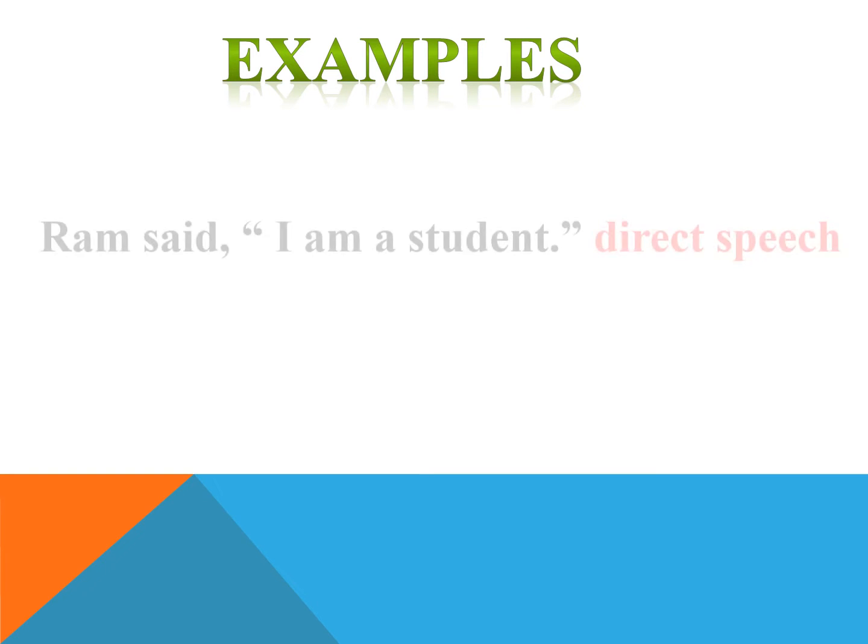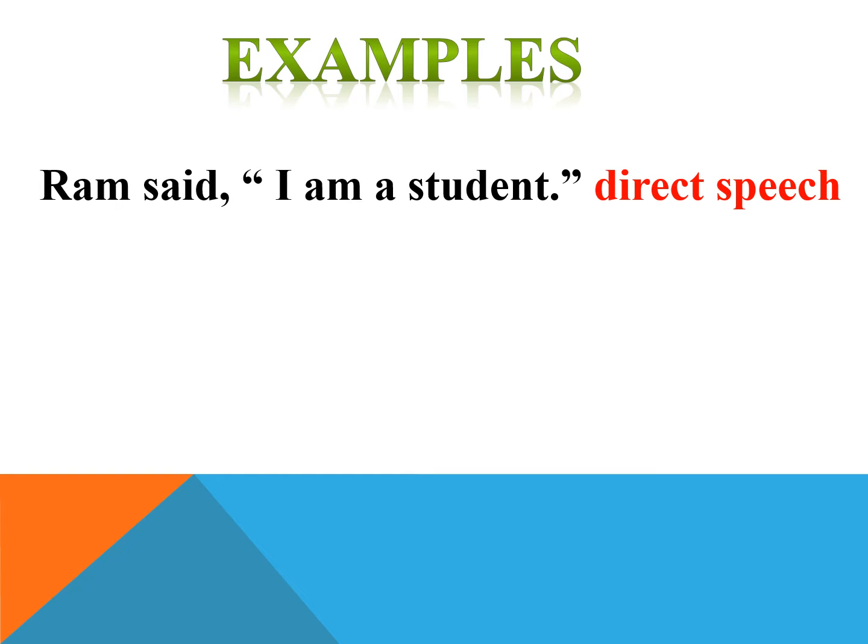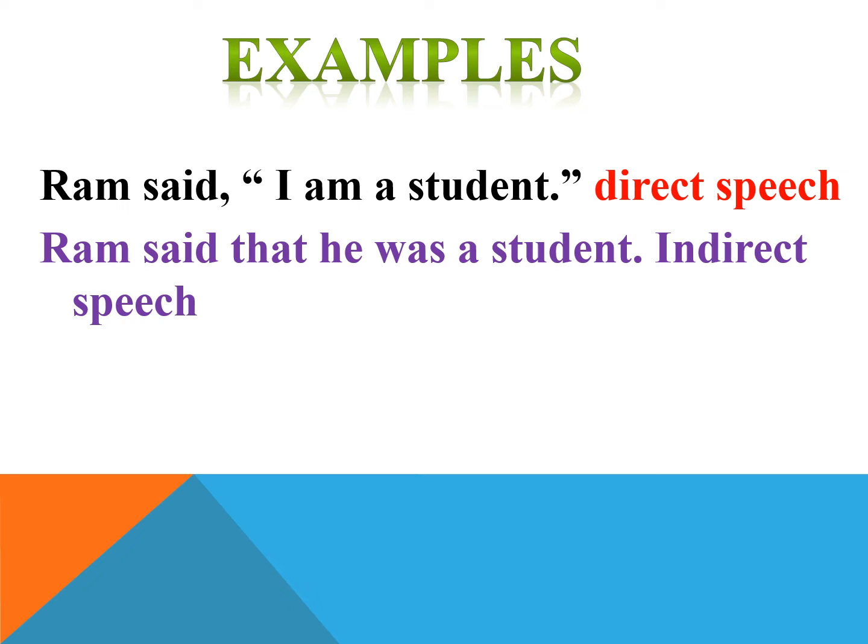Then another example of an assertive sentence. Ram said, "I'm a student." This is direct speech, and then you can change it like this: Ram said, and the comma and double inverted commas are removed, using the conjunction "that", and the first person changes as Ram, and we write here he was a student.